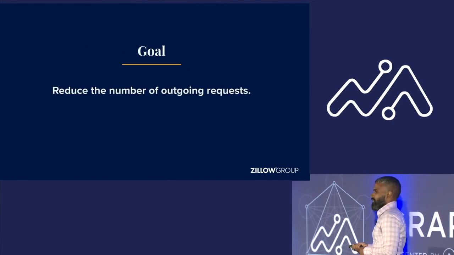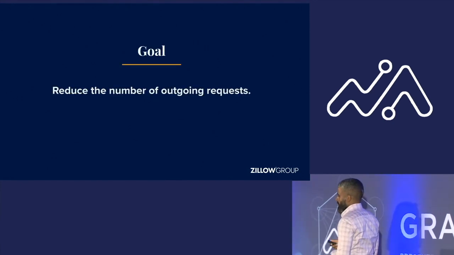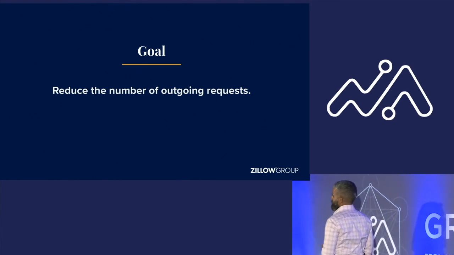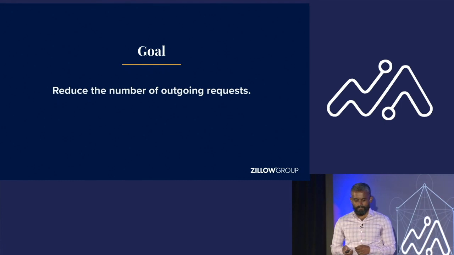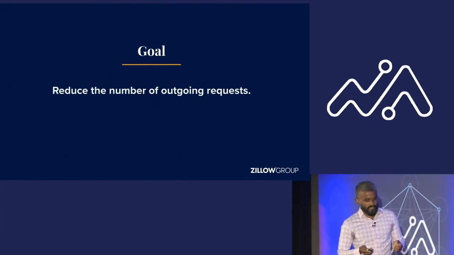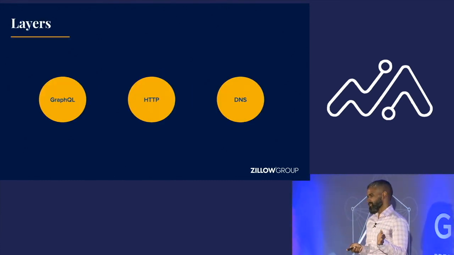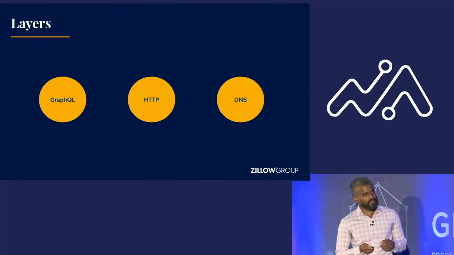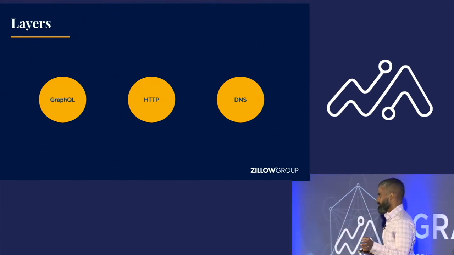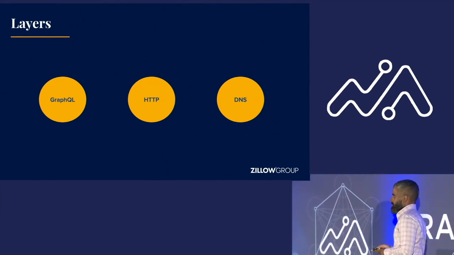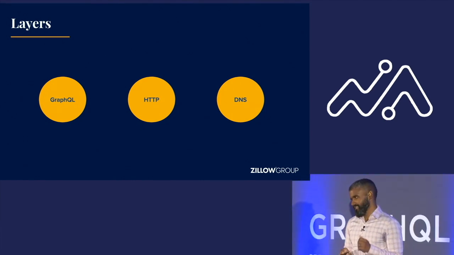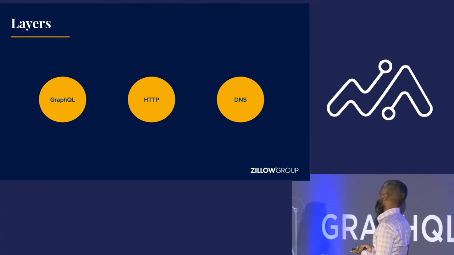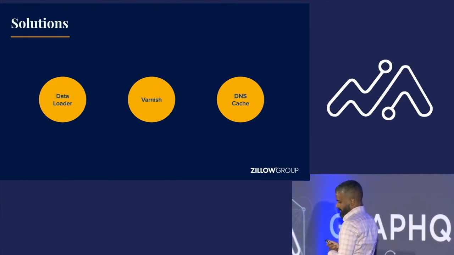So we set a goal for ourselves to reduce the number of outgoing requests from the GraphQL server to our backend APIs. And to do that, we looked at 3 areas. 1, the GraphQL server itself, primarily at the resolver level. 2, at the HTTP layer. And 3, at the DNS layer. And we came up with these solutions for those.